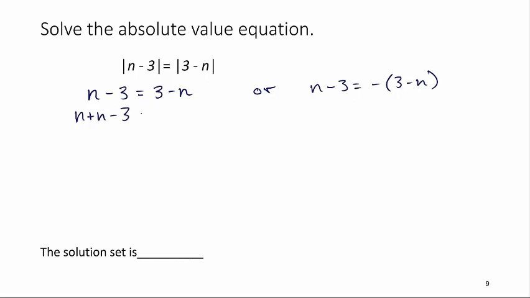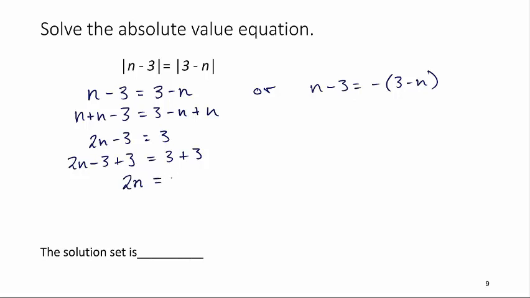All right, so in the first equation here, I'm going to add n to both sides. N plus n minus 3 equal to 3 minus n plus n. So that leaves 2n minus 3 equal to 3. I'm going to add 3 to both sides. So I have 2n minus 3 plus 3 equal to 3 plus 3. 2n is equal to 6. I'm going to divide both sides by 2. N is equal to 3.